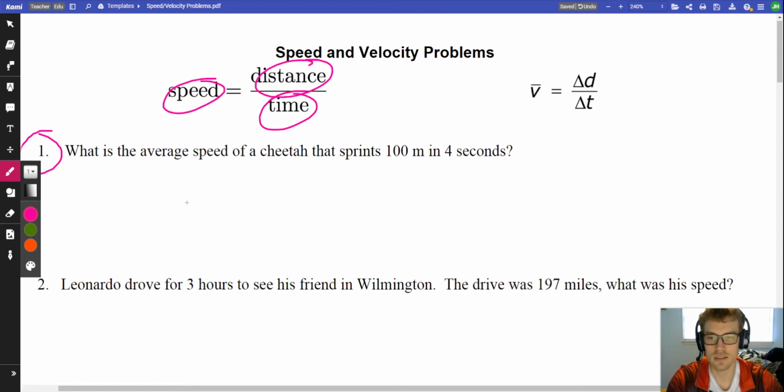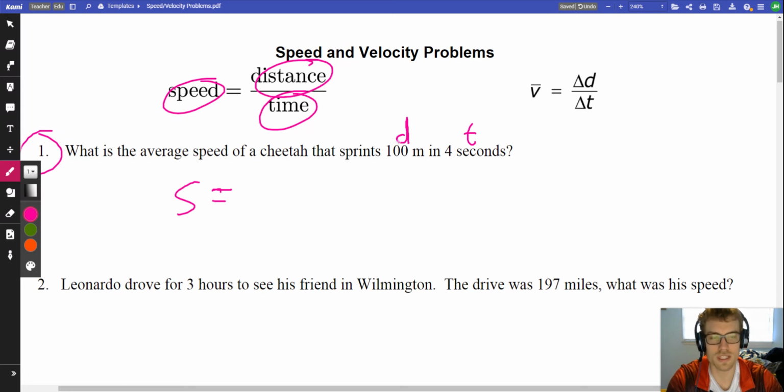So speed, I'm going to abbreviate as S, okay, because we don't know it. It's our variable, is equal, okay? We have a cheetah that sprints 100 meters. This is our distance, and I would recommend that you go ahead and put a D as you're reading through the question, right? So 100 meters, that's their distance in 4 seconds. That's our time, okay? So speed is equal to distance divided by time.